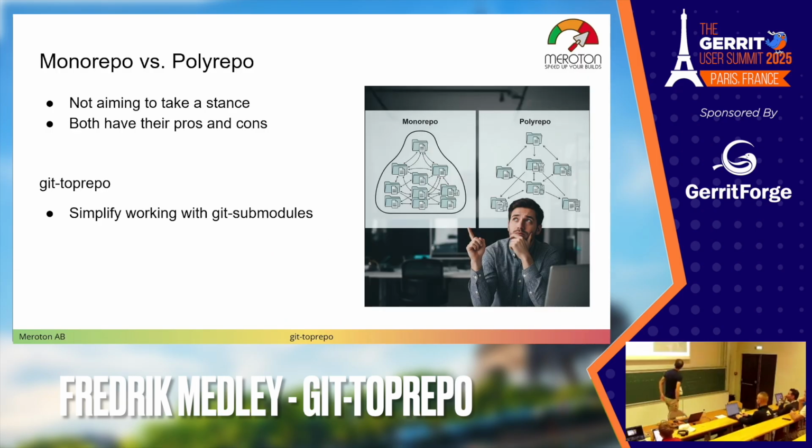Okay, Monorepo, Polyrepo. This is a holy war. I don't really want to go into it. They have pros and cons, both of them. So I have this git-toprepo instead to simplify working with submodules, which is, well, the goal for this.